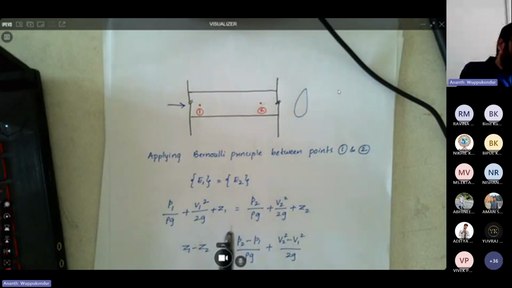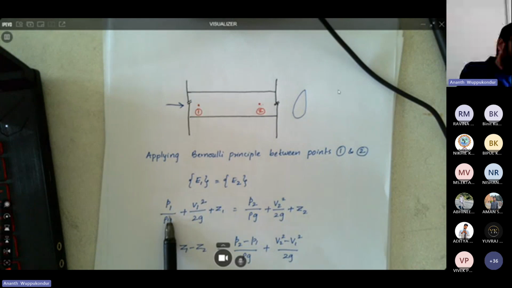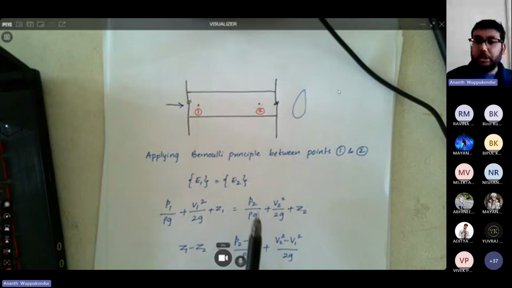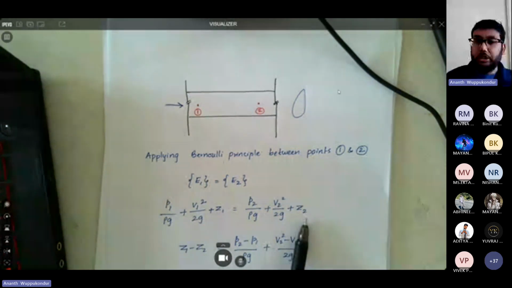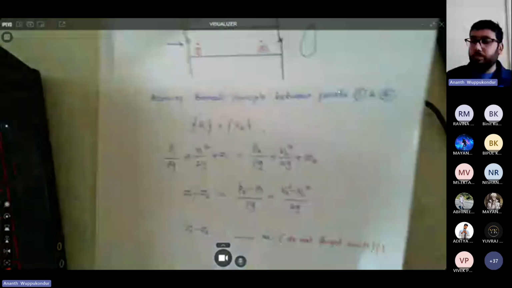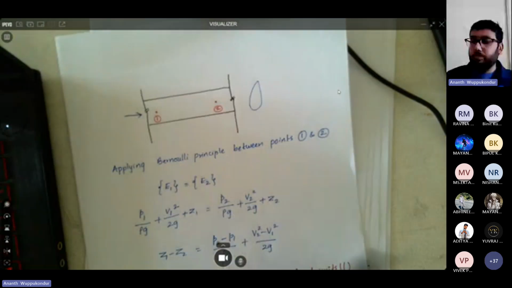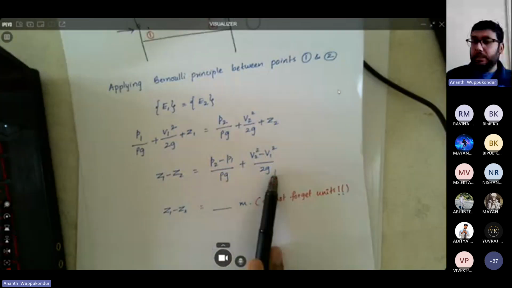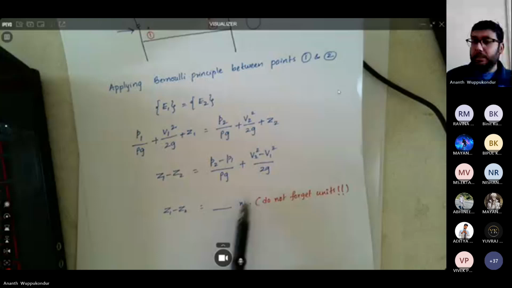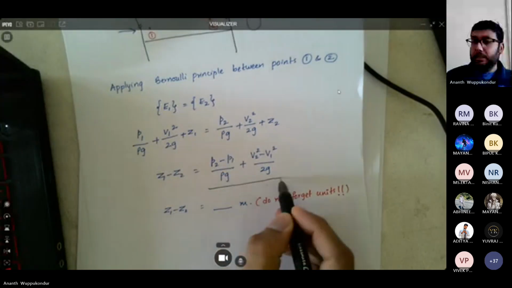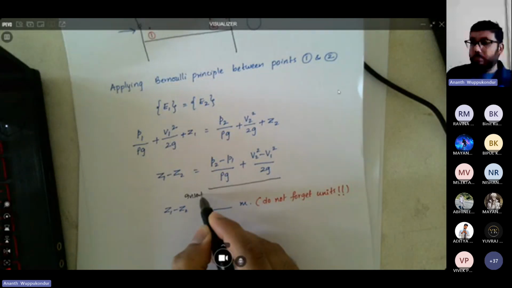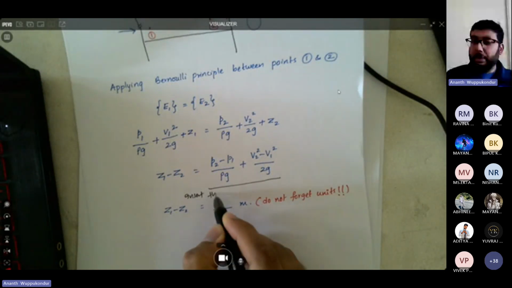I'm applying this Bernoulli principle on the left-hand side at point 1 and on the right-hand side at point 2, which has the same pressure head, velocity head, and elevation. Now I am solving it for the difference between the elevations Z1 and Z2 symbolically. So I arrive at this expression. And then here I would insert the numbers at this stage. And then I would get the elevation difference to be some XX meters.